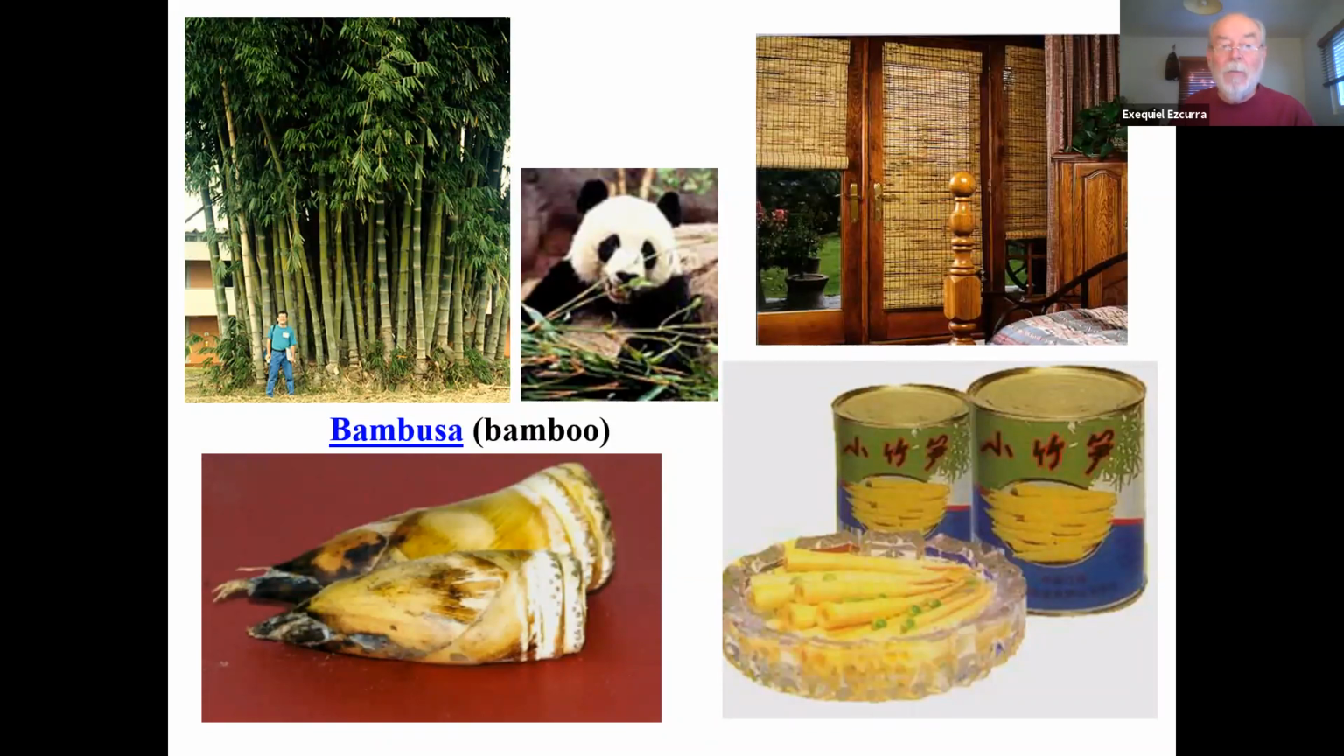Bamboos play a huge role all over the world, but especially in Asia, not only as a source of food, but also as a source of fibers that are used to make furniture and all sorts of things. The wood of bamboos is not true wood, in the sense of a tree with growth rings, but it's beautiful and very hard. It's a bundle of very hard fibers that can be used to do all sorts of interesting crafts.